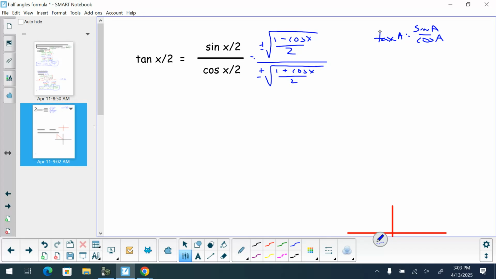This is divide by, so we would flip and multiply by the reciprocal. We'd flip our bottom and we would multiply. What would happen nicely for us is these 2's would go away. So what we're left with here is the tangent of half angle is plus or minus the square root of 1 minus cosine of x over 1 plus cosine of x. So this is your tangent of your half angle.